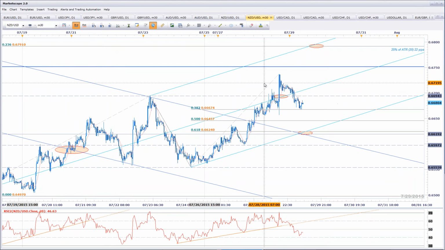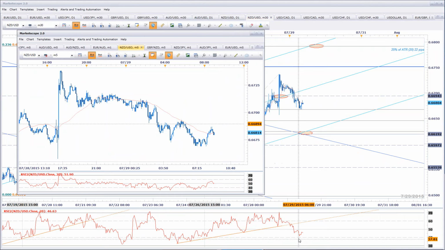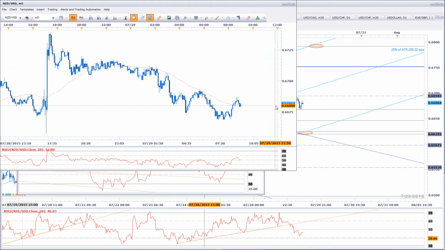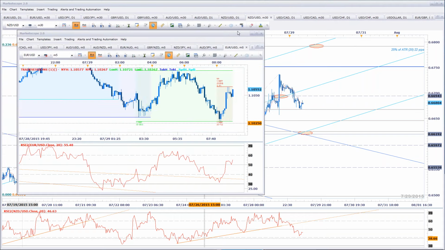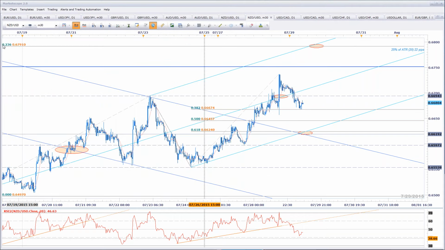So if there are no other questions on this, we'll come back to this again. I do really want to see if that 40 level holds in momentum. So I'm going to keep this here on this side, and I'll bring it back if anything happens here ahead of the release. But let's jump into euro dollar.